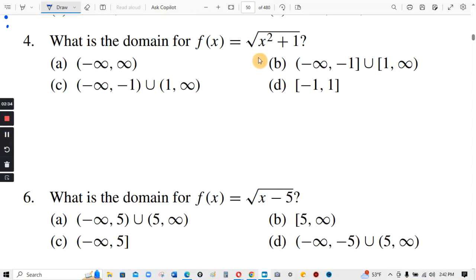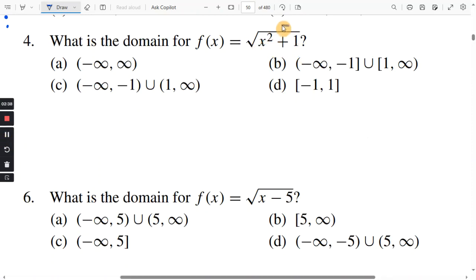Number 4, what is the domain for f of x equals radical x squared plus 1? Okay, anything under the square root has to be greater than or equal to 0. Otherwise, you're going into imaginary numbers. So x squared plus 1 has to be greater than or equal to 0. Okay, I just took that expression inside the square root. And I can see already anything will work for x, because x squared is always positive, or 0.